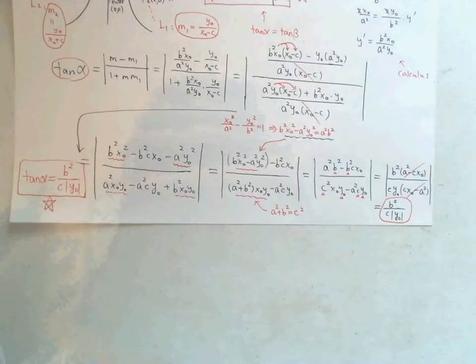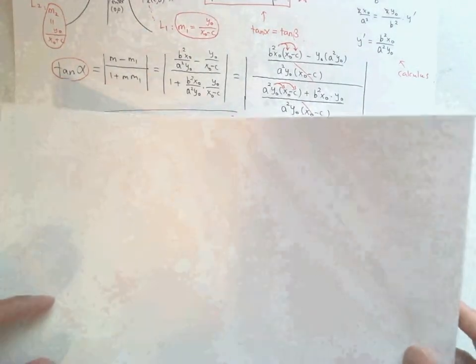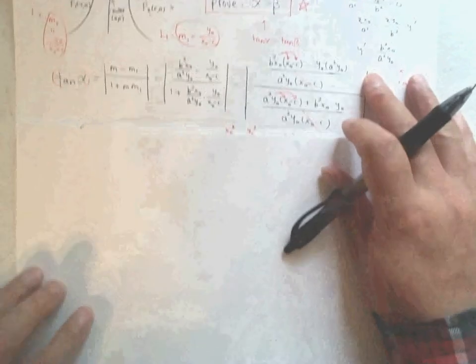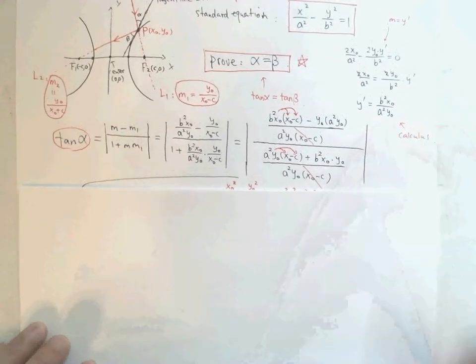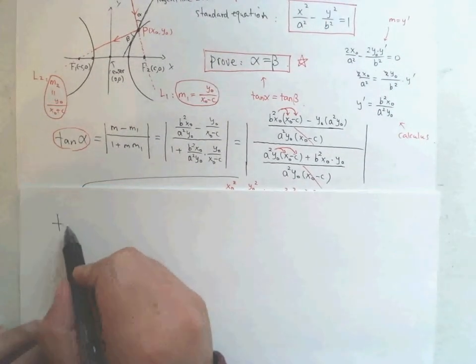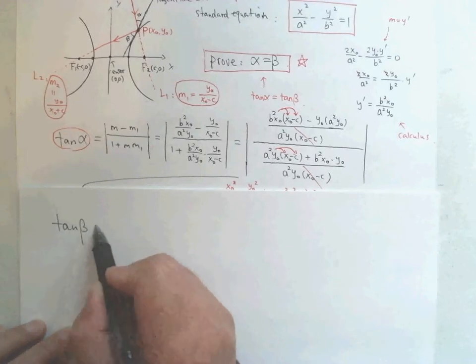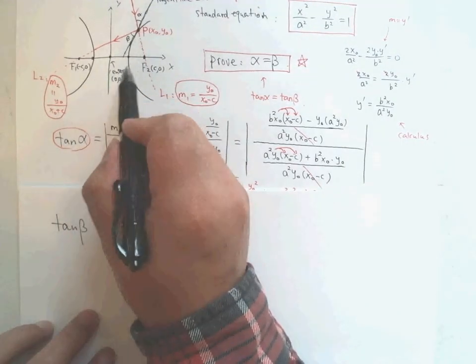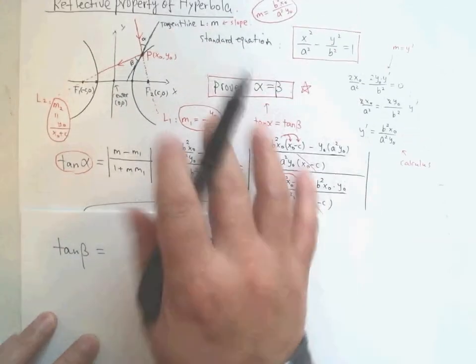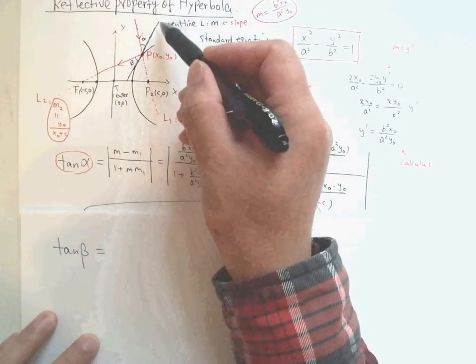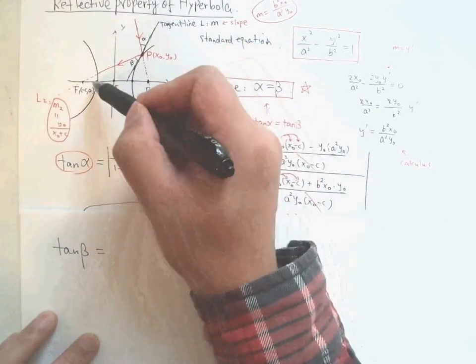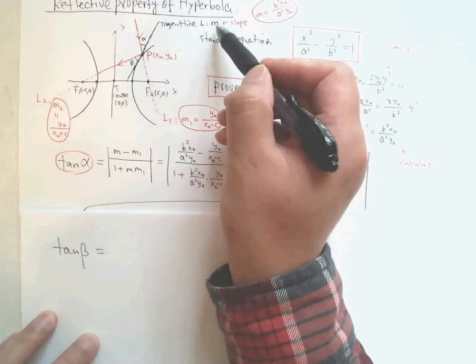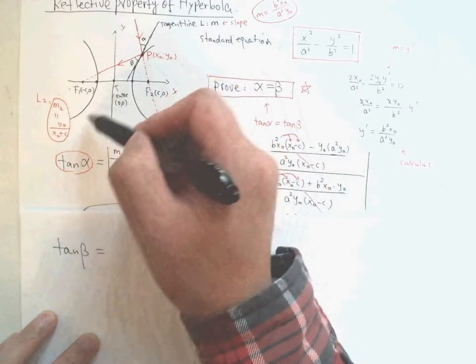Follow all the same steps, everyone. So what is tangent beta? Can we find it? Here I am going to find tangent beta. Beta is the angle between the tangent line and L2.